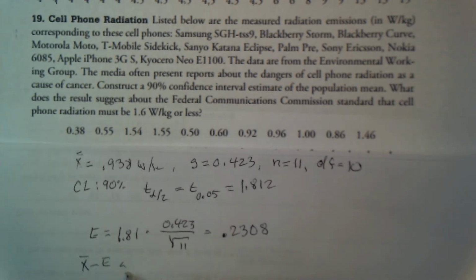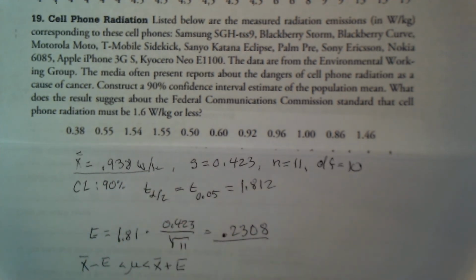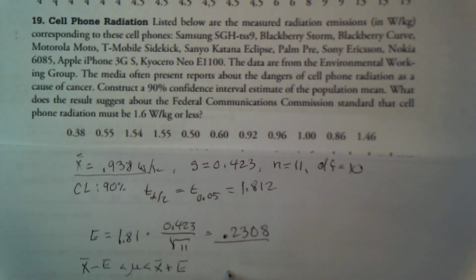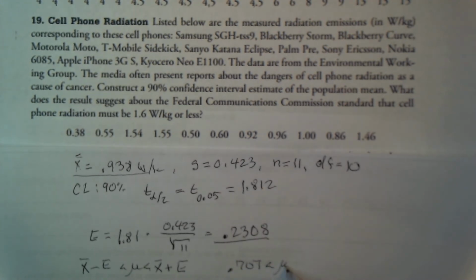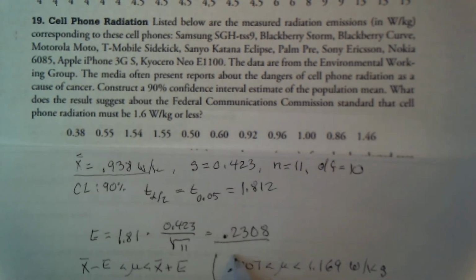And then we find out that our confidence interval is equal to the sample mean minus the margin of error, less than the population mean, less than the sample mean plus the margin of error. And when we substitute the values for E and for our sample mean, we find that our confidence interval is from 0.707, less than the mean, less than 1.169 watts per kilogram. So that is our 90% confidence interval.